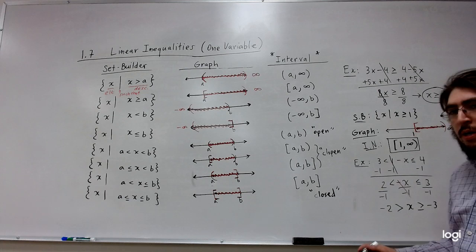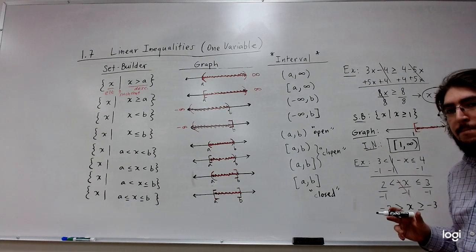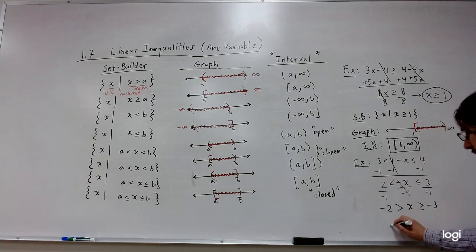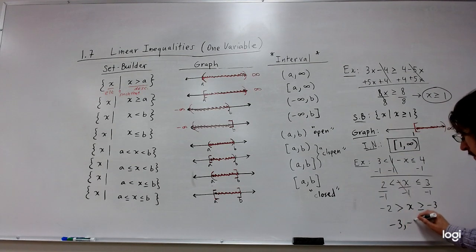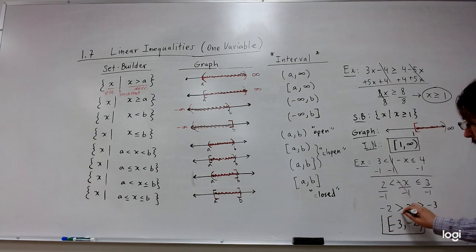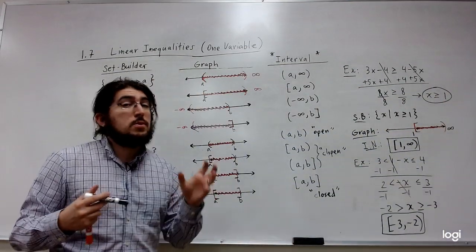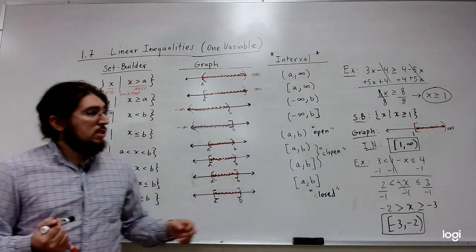So I'm going to write this in interval notation super quickly. Ready? Okay, here we go. Smaller number is negative 3. Larger number is negative 2. It's closed on negative 3. It's open on negative 2. And that's it.